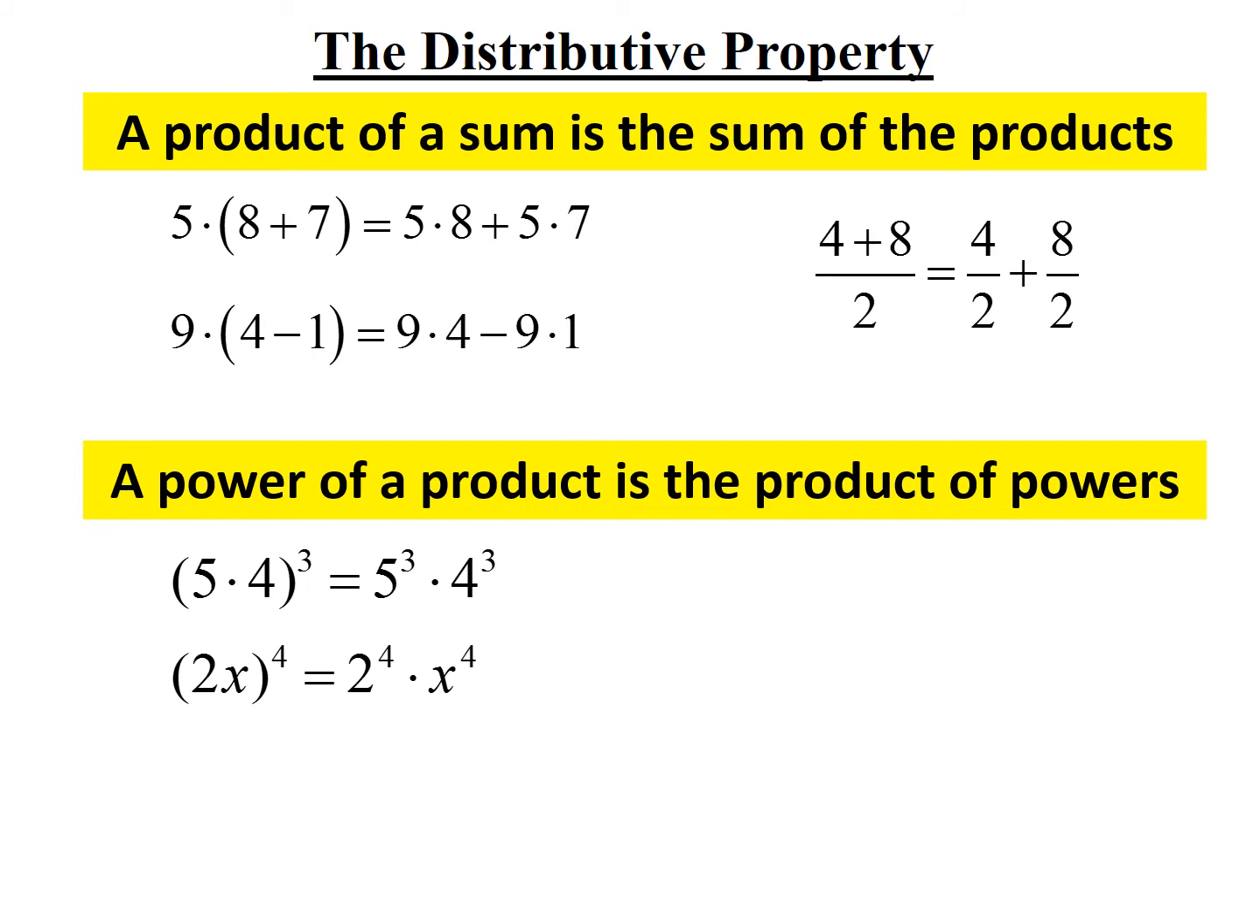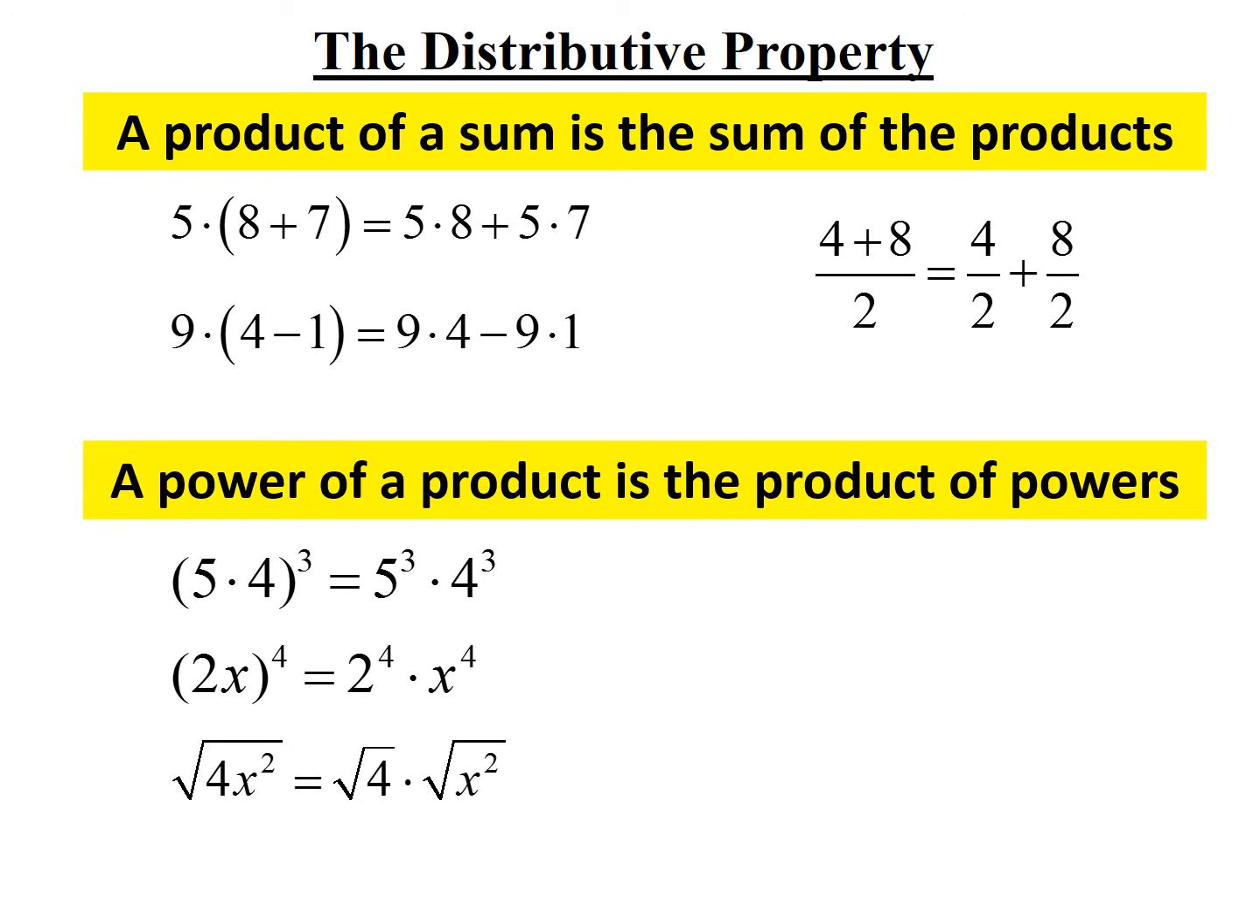This also works when we have variables. Here I have the quantity of 2x raised to the fourth power. The operation linking 2 and x is multiplication. So anytime we don't see it, we know it's multiplication. So on the inside of the parentheses, we have level 3. On the outside, raised to the fourth power, we have a level 4. So I'm going to distribute that fourth power to each part of the multiplication. So we get 2 to the fourth power times x to the fourth power.